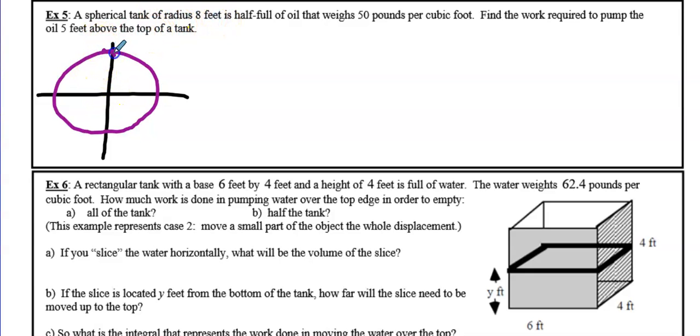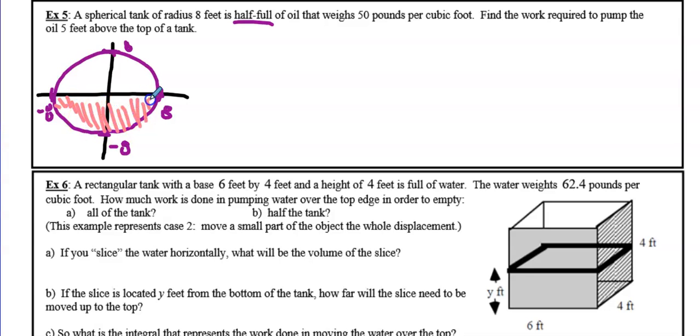So again, we know that this distance here is 8. We know that this is also 8. We know that this is going to be -8, and we know that this is going to be -8 as well. All right. It says that we have it half filled. So we know that it's only to here.